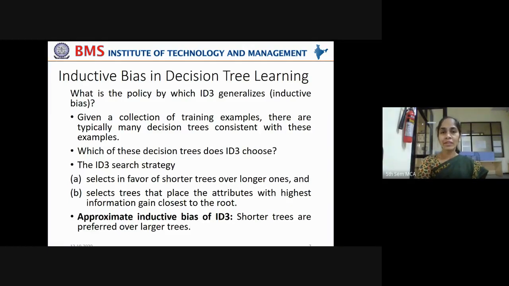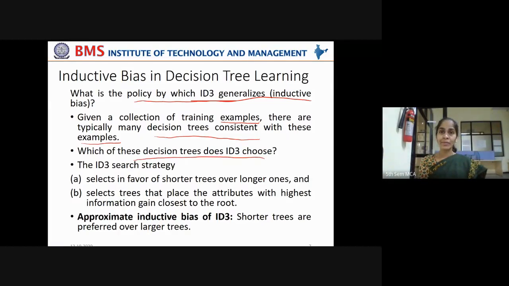Now, what is the policy by which ID3 generalizes? What is the inductive bias it has? What is the partiality it has in order to learn from the training examples and generalize to the new examples? Given a collection of training examples, there are typically many decision trees. That is what I'm trying to say. Many decision trees consistent with these examples. Now, which of these decision trees does ID3 choose? It should have an inductive bias.